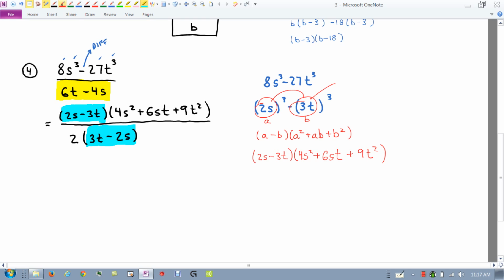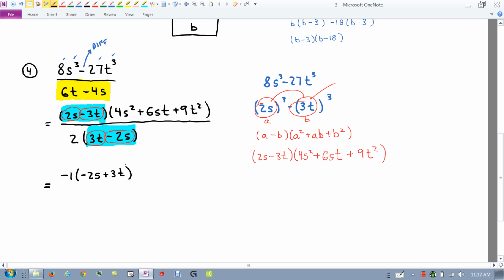And to do that, we need to make sure that they're off by a sign, which meant that if we had a positive 2s here, we need a negative 2s here, which we have. If we have a negative 3t here, we need to have a positive 3t here, which we have. So we will be able to factor out a negative 1. And you can do it on the top or the bottom. I'm just going to pull it out of the top. So if I pull a negative 1 out, I'll be left with a negative 2s plus 3t.